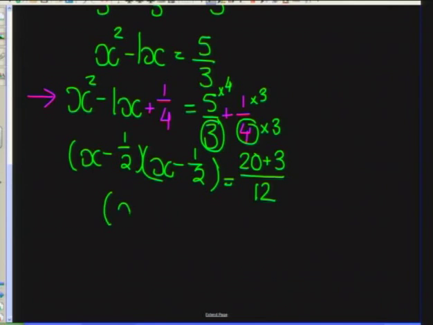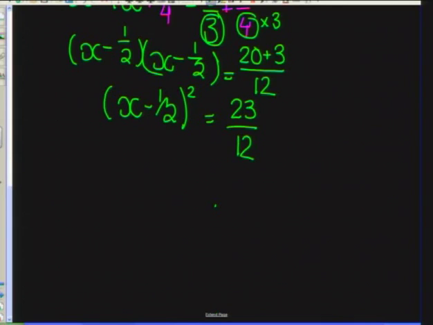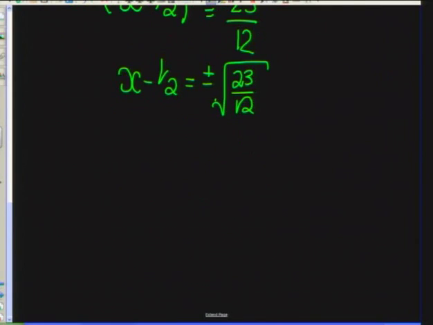All right, so instead of writing the bracket out twice, let's take x minus a half squared. And on this side, we've got 23 over 12. To get rid of our squared, we are going to square root it. So we've got x minus a half equals plus or minus the square root of 23 over 12. And finally, x is going to be equal to, I'm going to bring my half over, a half plus or minus the square root of 23 over 12, which should then be our solution over there.